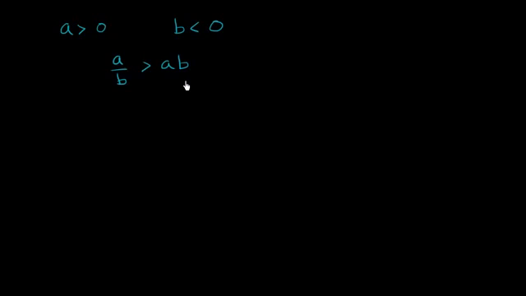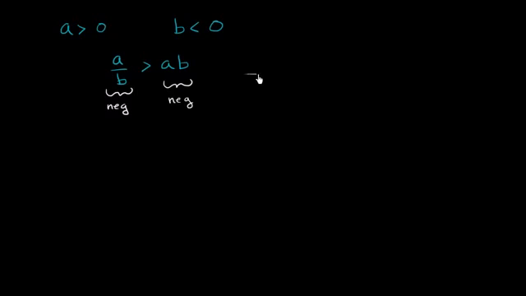So I assume you've unpaused it. So let's think about this a little bit. The first thing, we know that a is positive, b is negative. So if I take a positive divided by a negative, what am I going to get? Well, a positive divided by a negative is going to be a negative. What happens if I take a positive times a negative? Well, ab is also going to be a negative. So really what we're saying is that we have two negative quantities, and this one right over here is greater than that one.